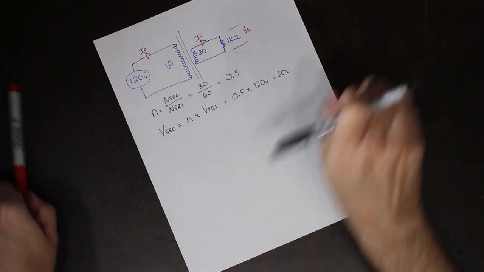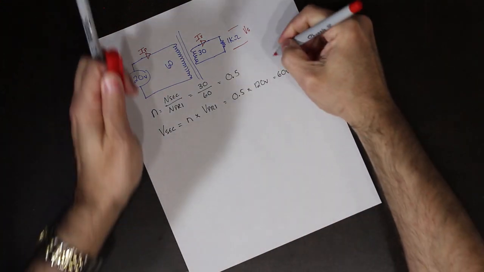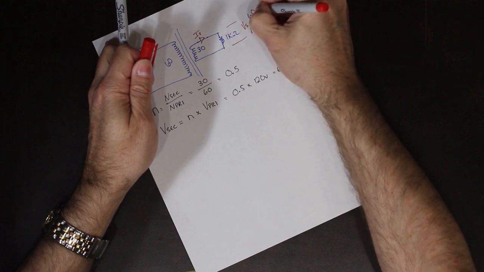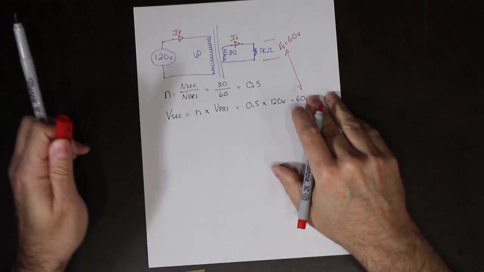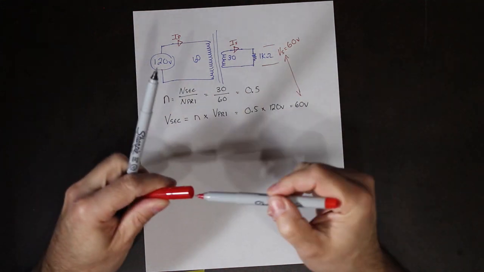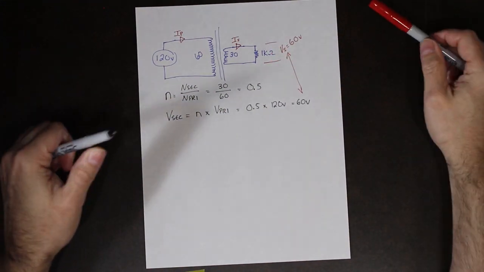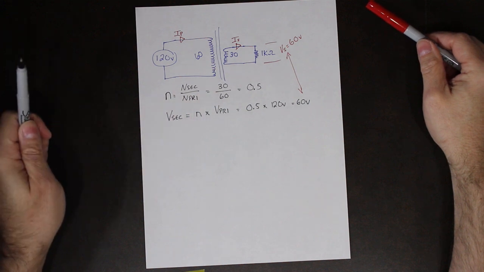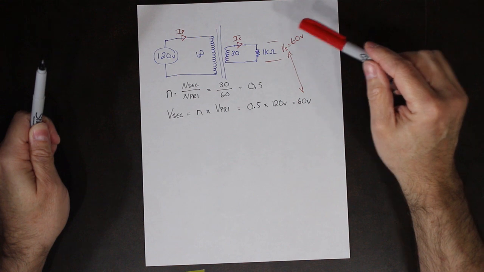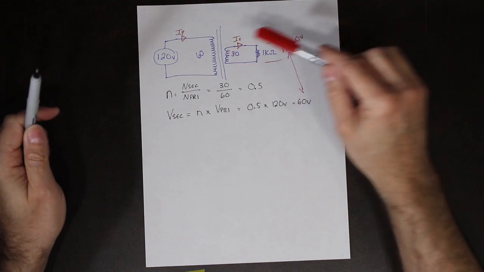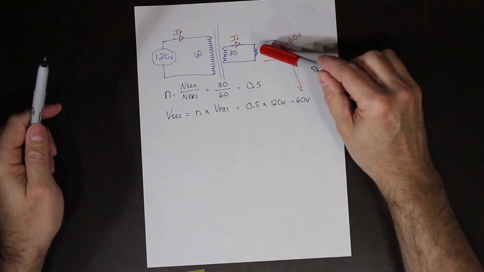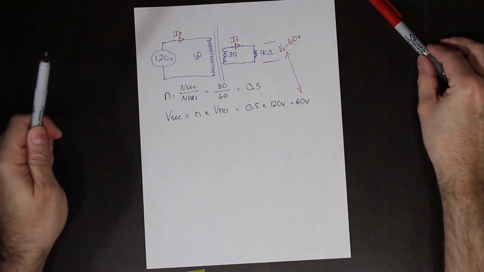Now we take that 60 volts and put it up into here. So that's 60 volts. In this transformer circuit, we got 60 volts across that resistor. So 30 volts, that 30 turns gives us 60 volts. So we got 60 volts and we have 1K.